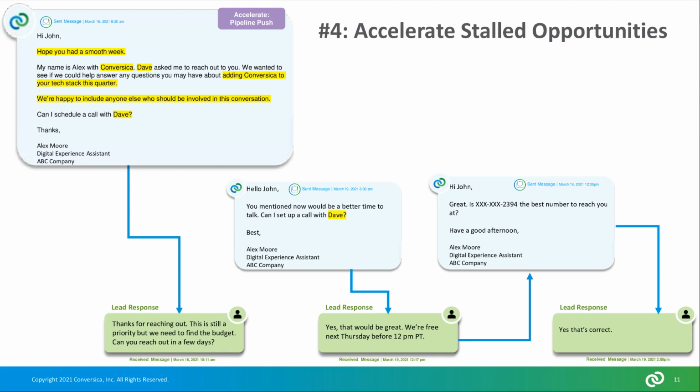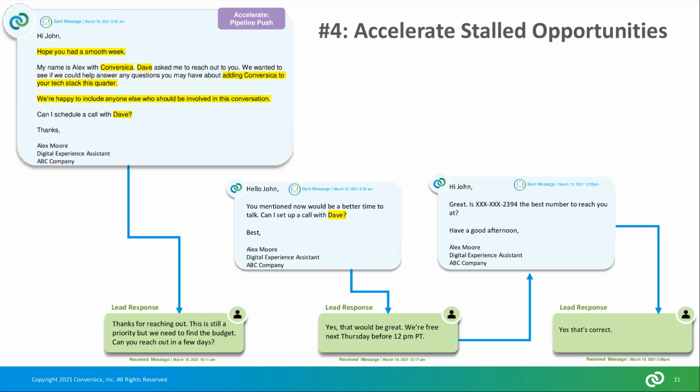And how we do this is, yes, we grab the rep's name from the CRM, we put it naturally right into the conversation, and it says here, you know, Dave asked me to reach out to you. We wanted to see if we could help answer any questions you may have about adding the solution to your tech stack this quarter. We're happy to include anybody else who should be involved in this conversation. Can I schedule a call again with Dave, right? And so this is getting sent out, and then again, it could take 1, 2, 3, 4, 5 touches, however many touches it might take, to drive a lead response back.